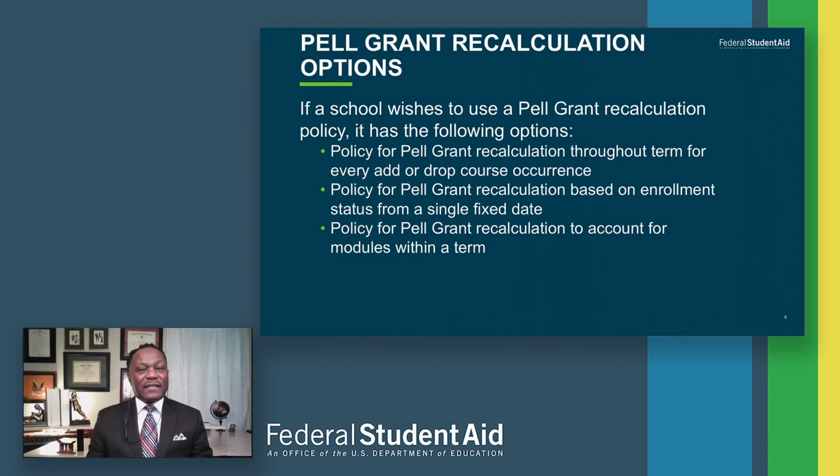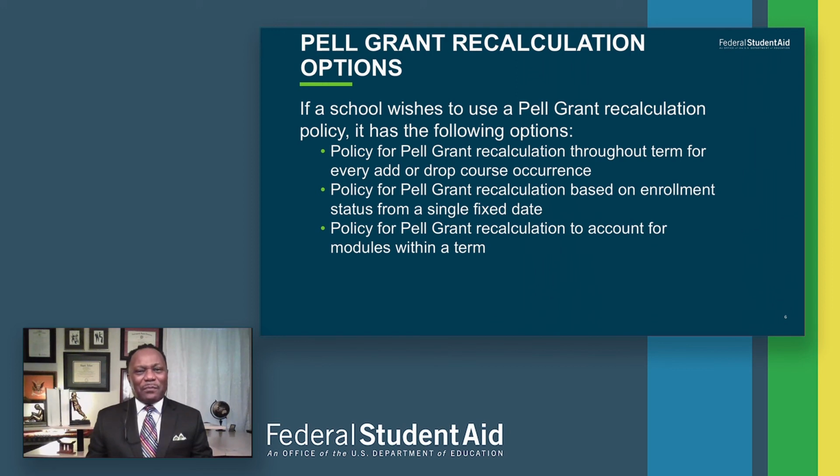Now, the second instance is what most here today may be using, which is to establish a Pell recalculation date based on the enrollment status from a single fixed date. Some schools will often align this date with a census date established within their state, hence the use of census date when referring to a PRD. And here's our final option.